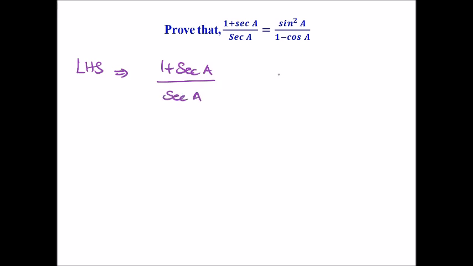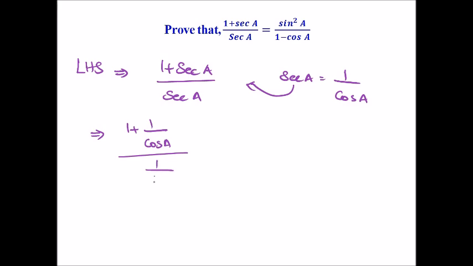We know that sec A is equal to 1 by cos A. Substitute the value of sec A here. That is, LHS is equal to (1 plus 1 by cos A) whole divided by 1 by cos A.